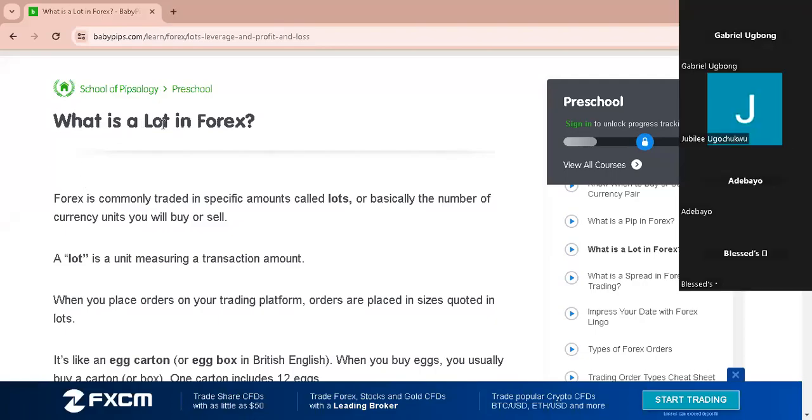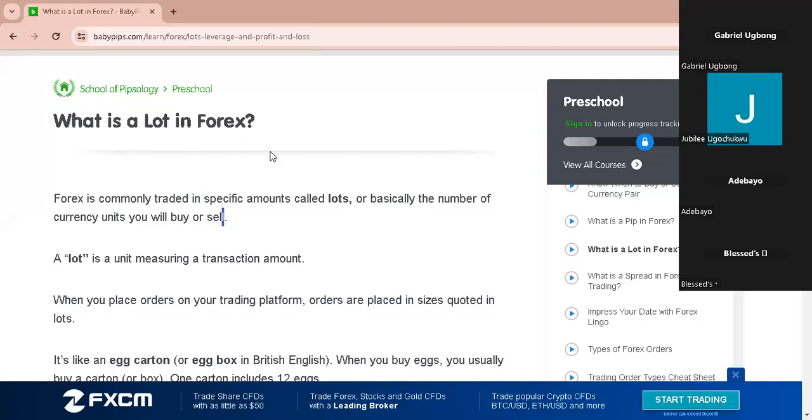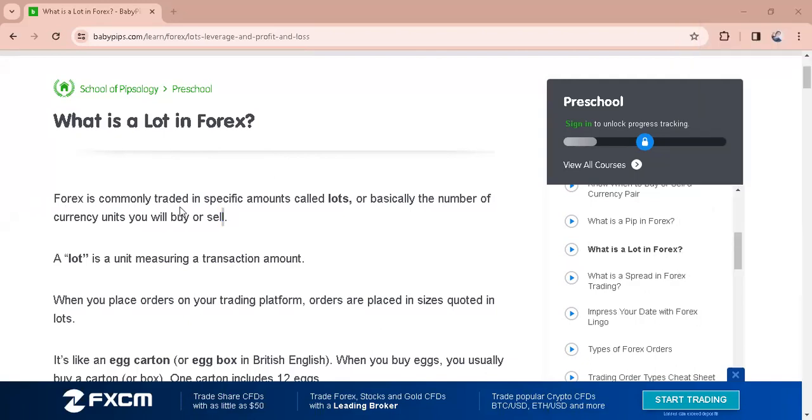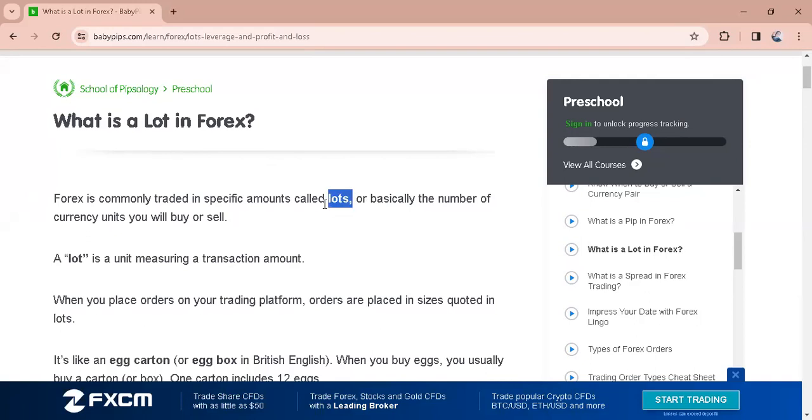Okay, we want to look at lot size, but before you jump into MT5 and start setting your lot size, you need to know what lot size is all about. Forex is commonly traded in specific amounts called lots. Before you want to make $1 or $2, you must choose an amount in the form of a lot size that will generate that profit size for you.